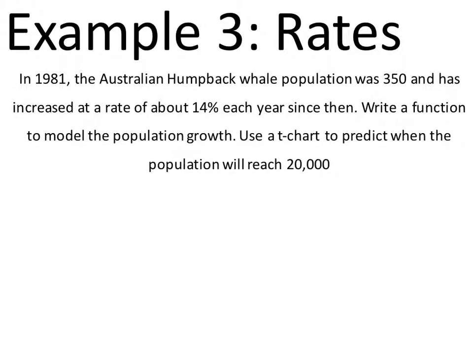I told you we're going to get into word problems. This is example 3. This word problem is over rates. So remember, when we were talking about rates, we're going to be using this equation, where I have parentheses 1 plus or minus r to the t power.